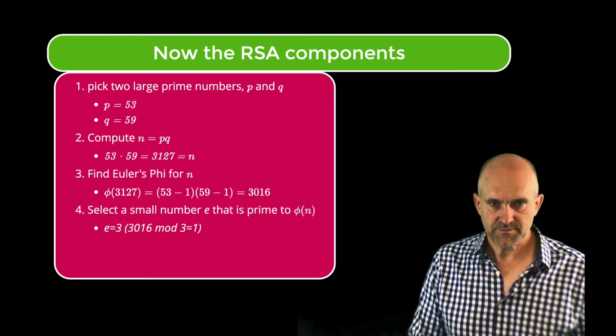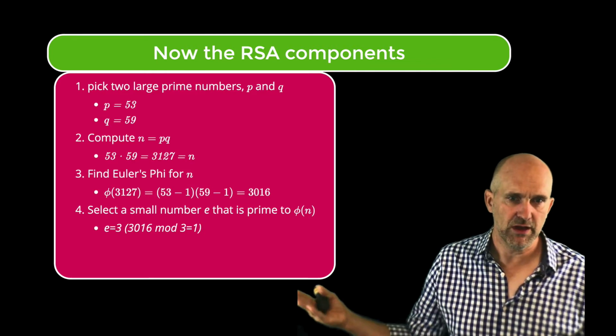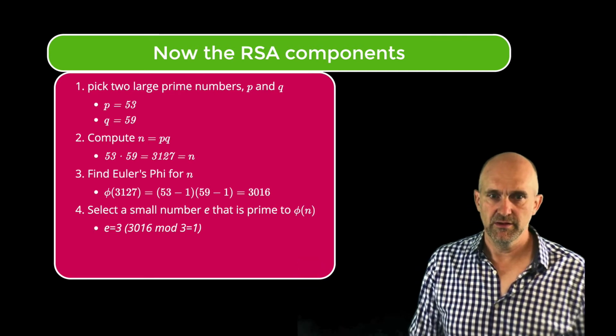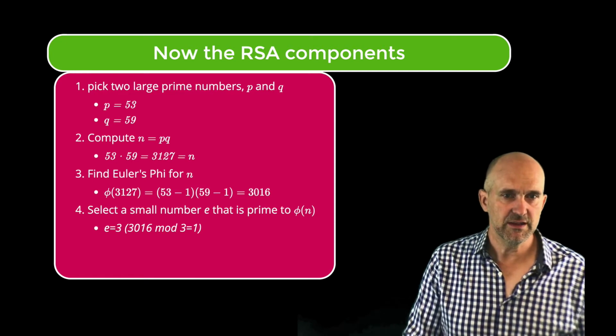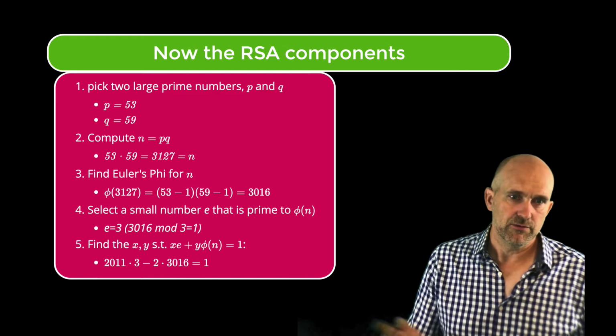Okay. Now what we're going to do is select a small number. We'll take one number e that is prime to this phi function. Let's go with a small number. Let's take 3, for instance, right? Because you can see that 3 is not a divisor of 3016, so that's easy to do. And 3, of course, itself is a prime number.